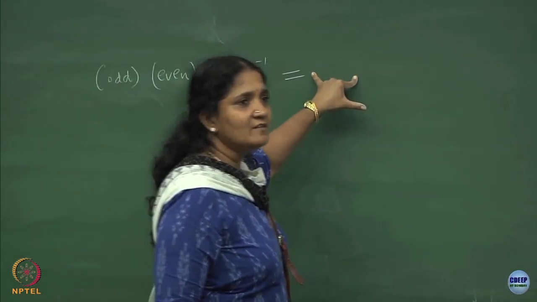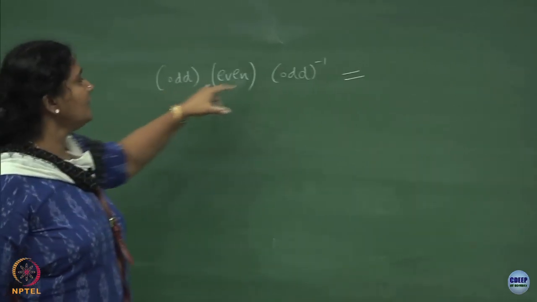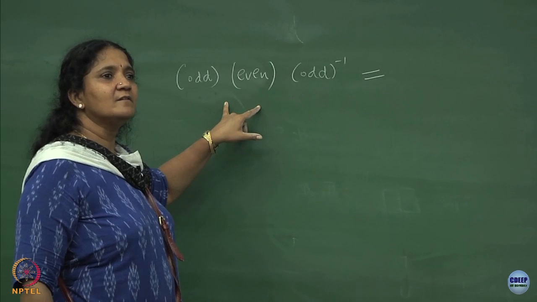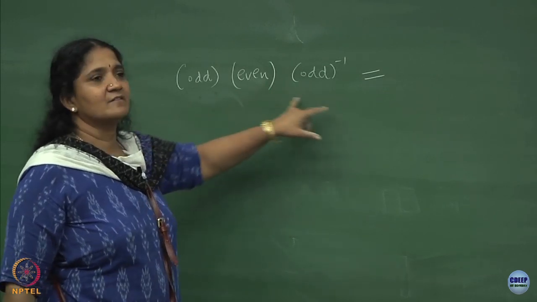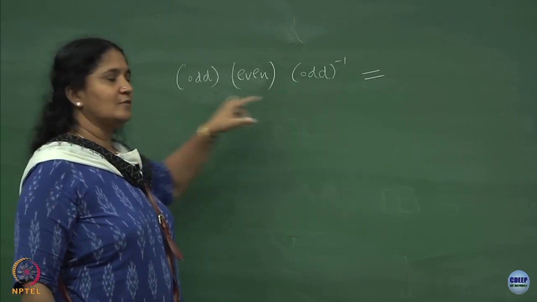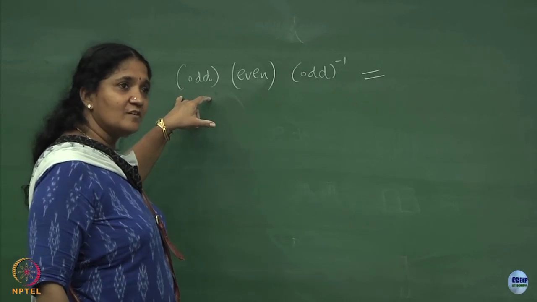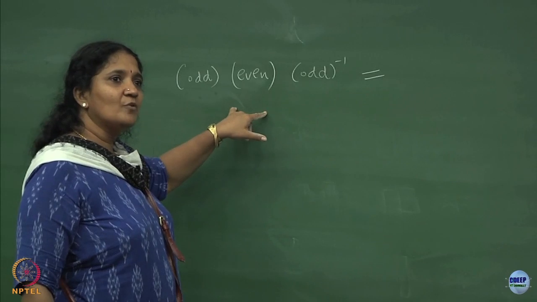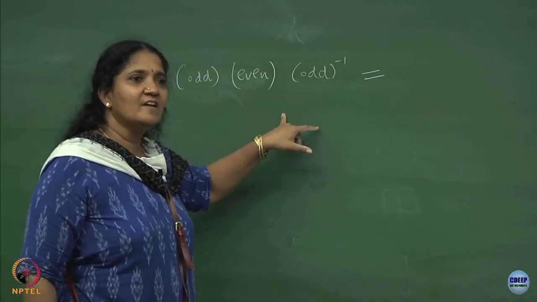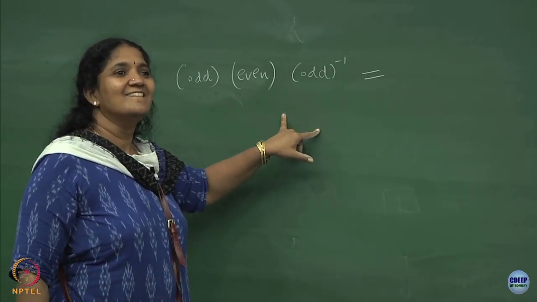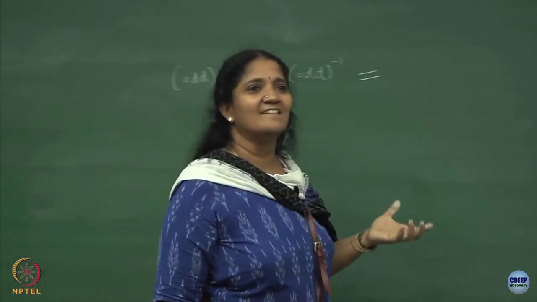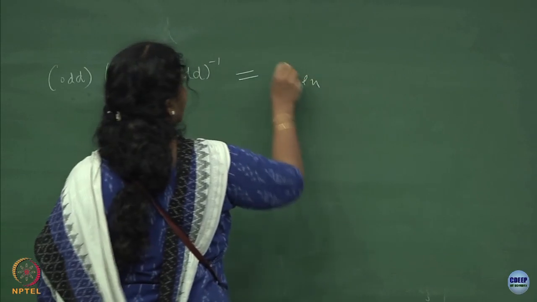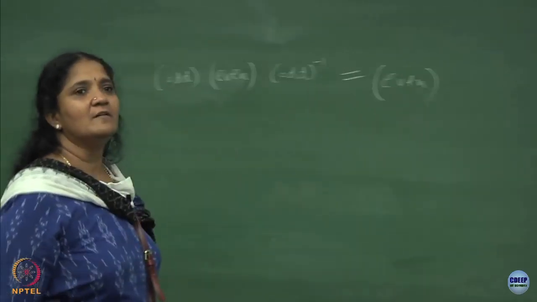You have already done this, right? Any odd with even is odd, right? So, what will happen here? So, this will have an odd number of transpositions, this will have an odd number of transpositions, this will have an even number of transpositions. Totally, how many are there? It's even, okay. It's even. The element will be even.